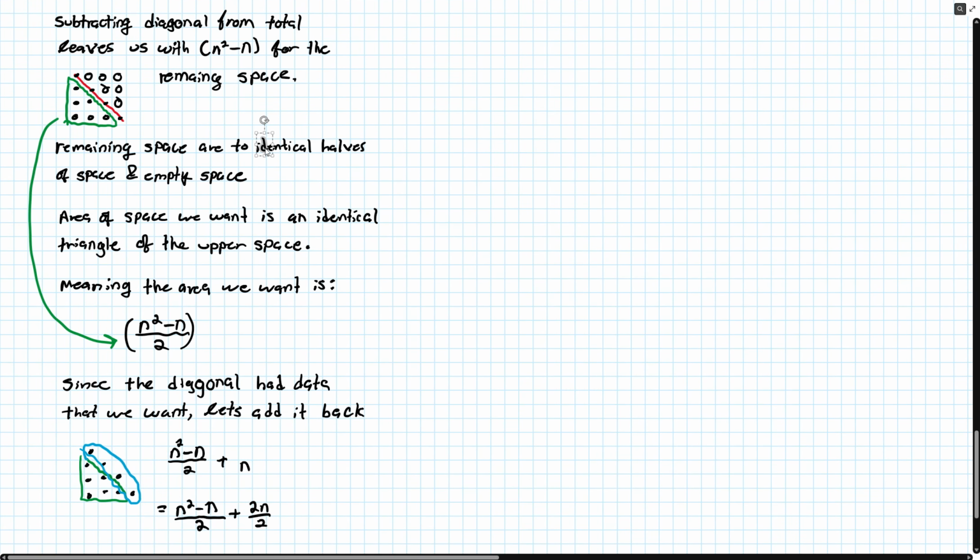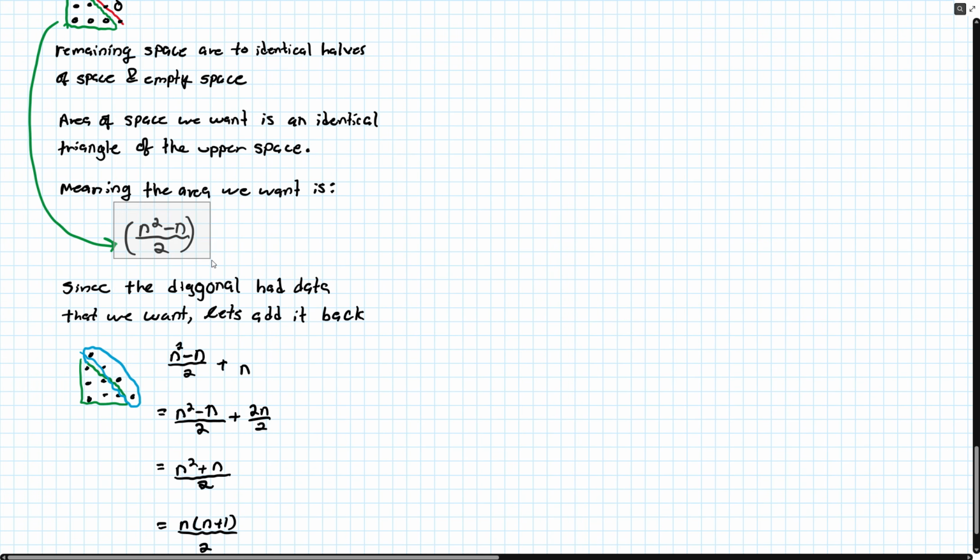And speaking of halves, because we know that this total area is n squared minus n, and that it's perfect halves, if we ignore the white space up top, that leaves us with just the bottom triangle, which is n squared minus n for the total, divided by 2, because we only care about the bottom half. So now we have n squared minus n divided by 2.